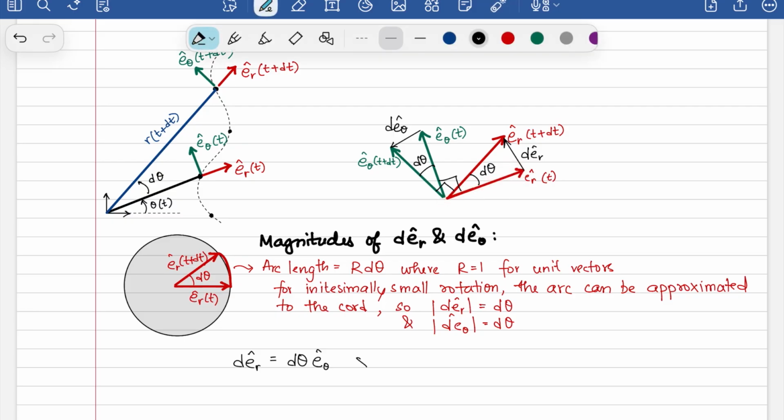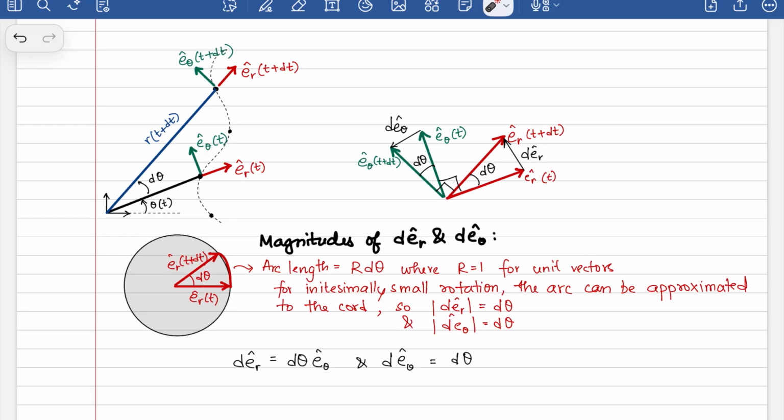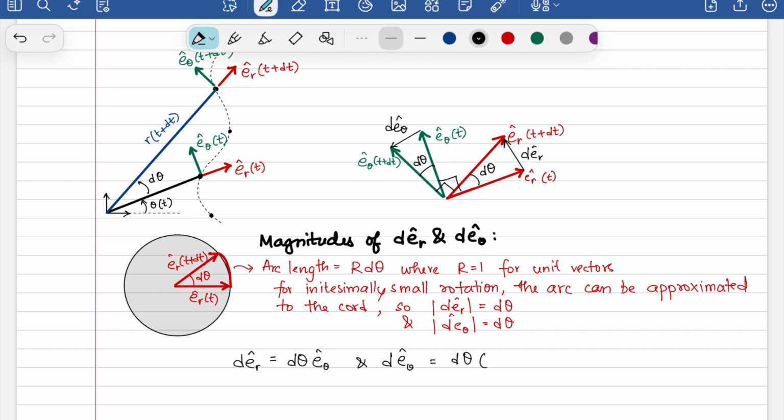And similarly, d e theta hat would be equal to the magnitude times what is the direction? This direction is opposed to this er hat direction. So it is minus er hat direction. Okay, so this is what we have defined in this geometric analysis of unit vectors rotating.